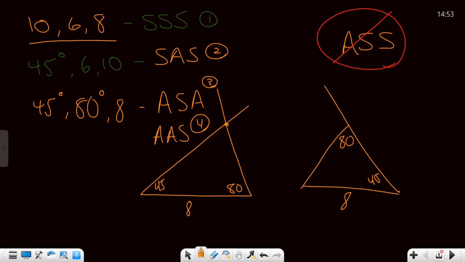Now again, angle, angle, side does work. Unlike ASS, which doesn't work, it's the one that gets triangles that don't match. If you did the construction method the same way that Emily did, your triangle would match. So given those 3 measurements, you can get 2 triangles that match up. Okay? Last one.